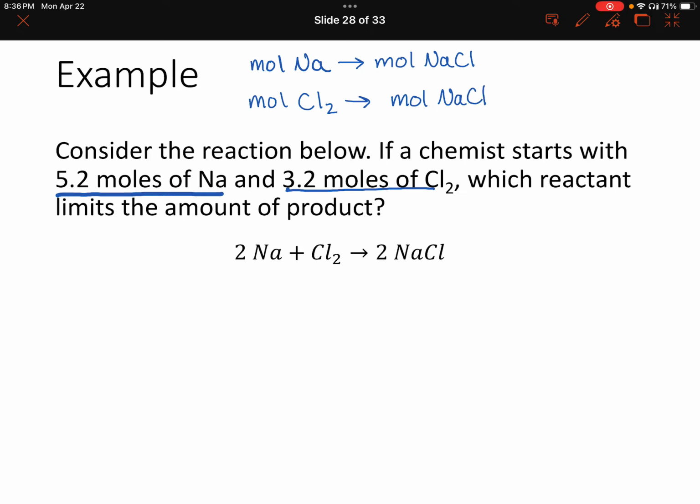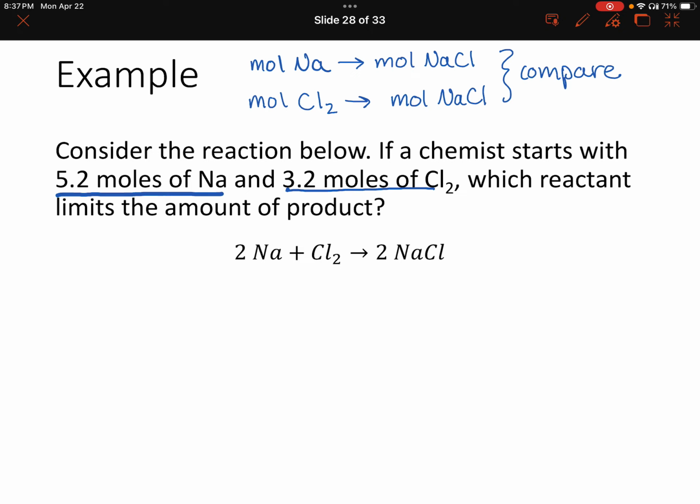And then we're going to compare those amounts for each reactant and see which one produces a smaller amount of sodium chloride. And that's going to tell us that that reactant runs out first, because we can only make as much product as reactant that we have, right? So we can't make more product than what we have.